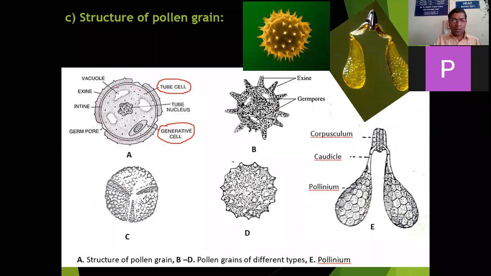Now we will see the tube cell. The tube cell possesses a vacuole, which may usually be present, and this tube cell possesses the generative cell. Now this generative cell produces the male sperms, and the tube cell, which is delicate, produces the pollen tube. And when the pollen tube is produced, it will grow from this germ pore.